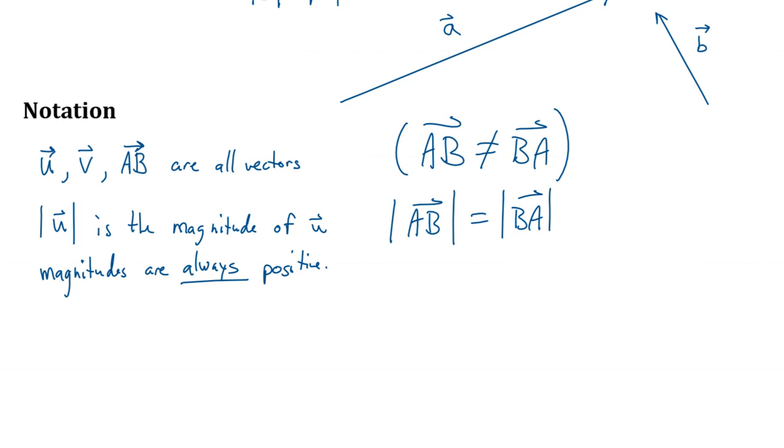The distance between two points in space, whether it's your house to your friend's house or your house to the school or whatever it is, the distance between them is the same. Doesn't matter which direction you're looking at. So their magnitudes are equal, but the vectors themselves are not equal. Okay.